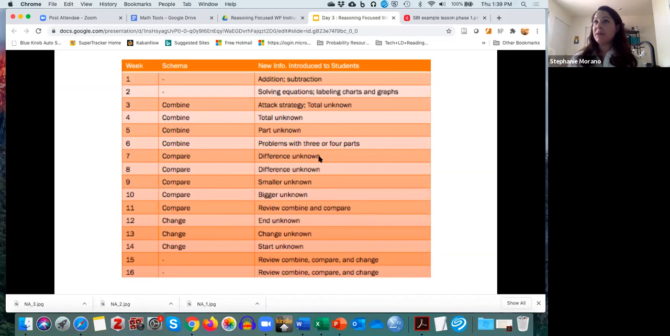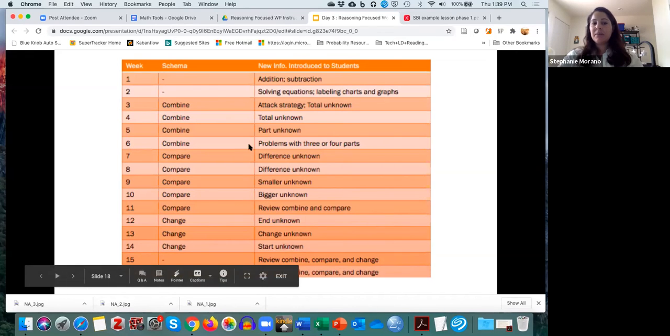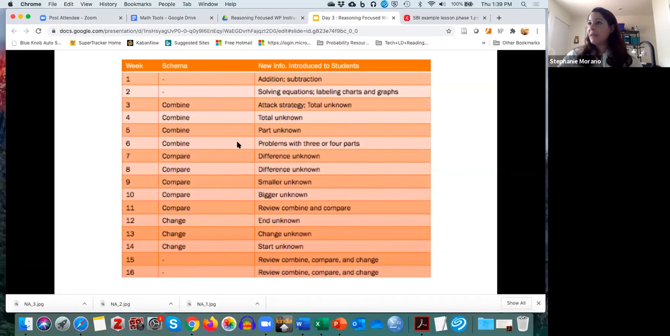In addition to being able to retell, then we're identifying what are the parts and what is the total. And that work can take a lot of time and a lot of practice. So combine, we introduce first, then compare is second, and change is third. Compare tends to be the most challenging of the 3 additive schemas. So we've got the most time in this example schedule dedicated to compare problems.